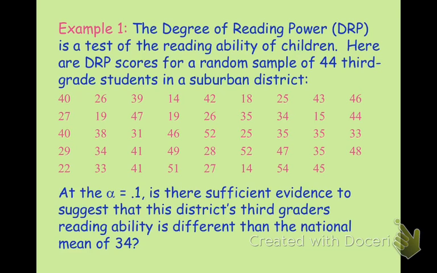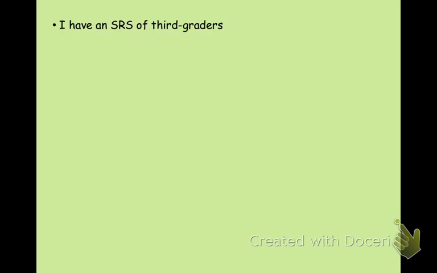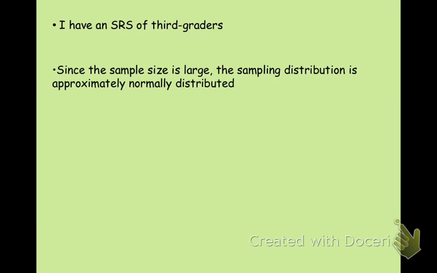Step 1 is to state our assumptions. Our first assumption we ask ourselves is, do we have a simple random sample? And yes, we were told we have a simple random sample of 3rd graders. Second, we want to know if the distribution is approximately normal or not. Well, in this case, since the sample size is large, we had a sample of 44, and that meets our burden of proof of a sample size of at least 30, we can say the sampling distribution is approximately normally distributed. We'll also take a look in a minute at a graph of this data.